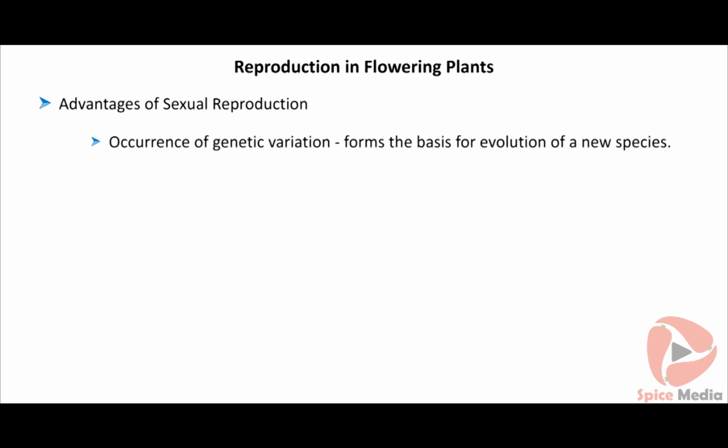Flowering plants usually undergo sexual type of reproduction. Let us see some of the advantages of sexual reproduction. In sexual reproduction, there is a chance for genetic variation due to the exchange of chromosomal segments between two different individuals, forming the basis for evolution.